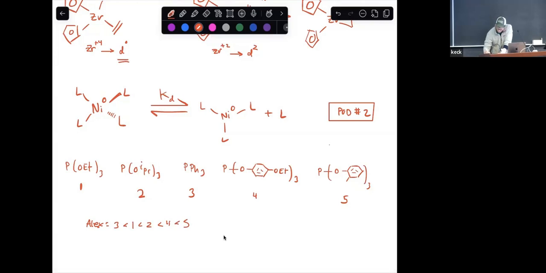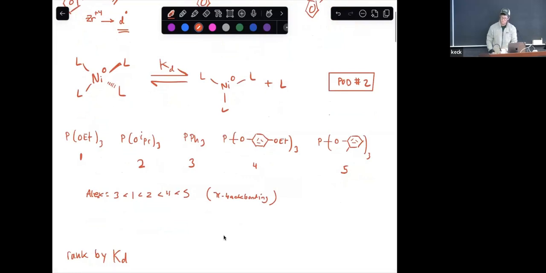Okay, and what is your rationale? So my rationale is, to a first approximation, I'm just looking at the atom that's directly connected to the phosphorus. So if that's more electronegative, then it's a better back bonder. And so it should bind more strongly and be less prone to dissociation.